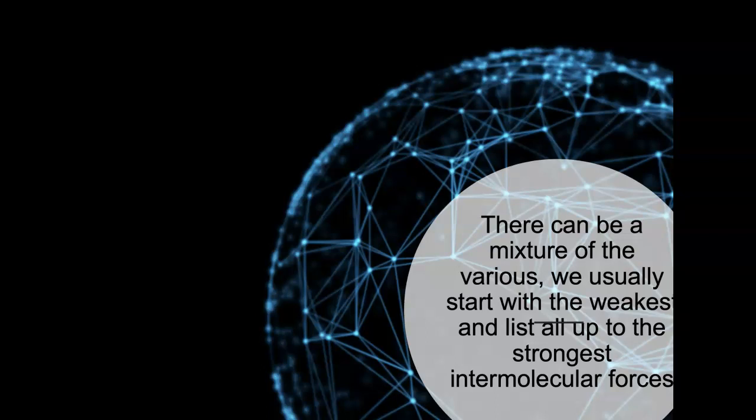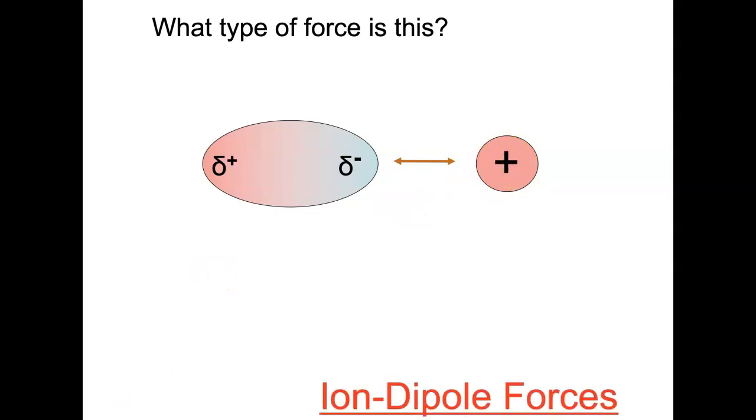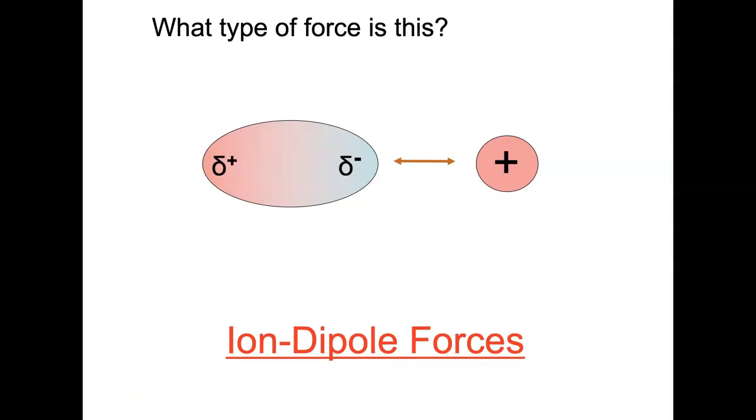So there can be a mixture of these various forces. We usually start with the weakest force and list all the way up to the strongest force. So let's take a look at this one. What type of force is this one? Now, of course, London dispersion forces are going to be present as well, because they're always present. But here I see I've got an ion and a dipole. And so this is going to be an ion-dipole force. That's going to cause those materials to stick together.